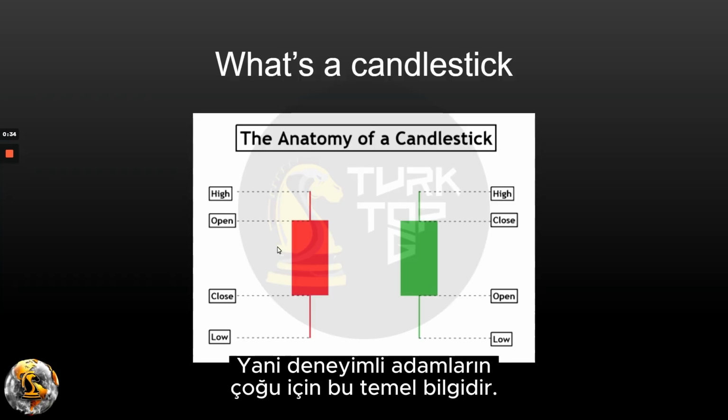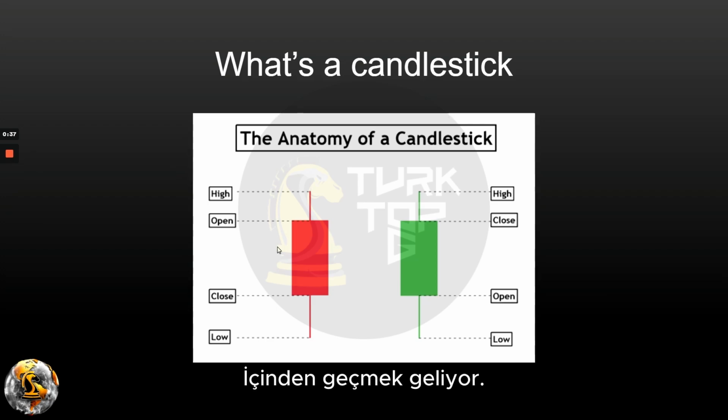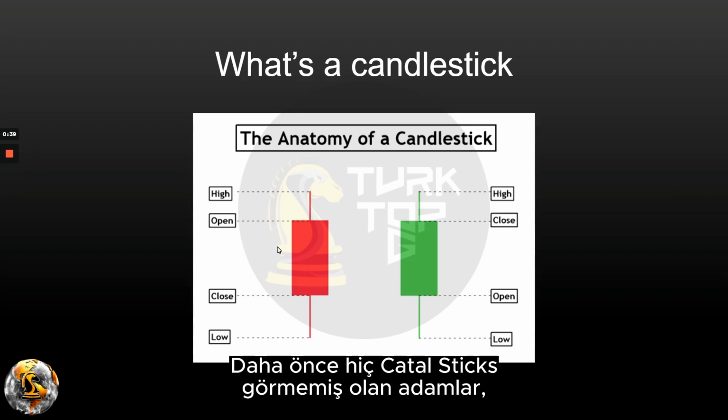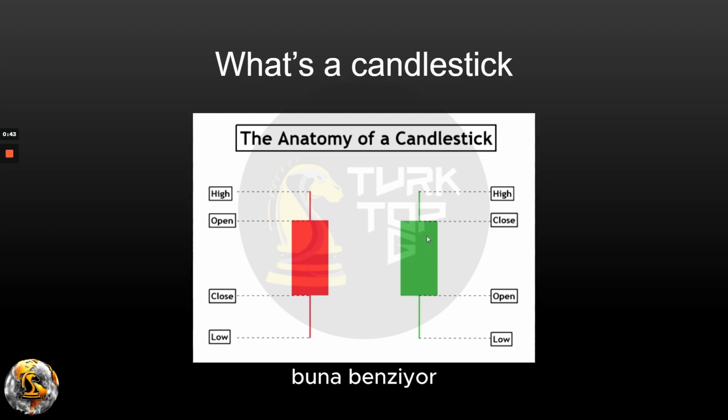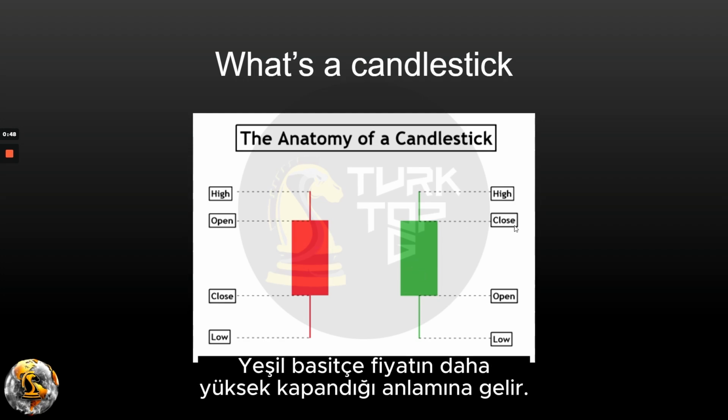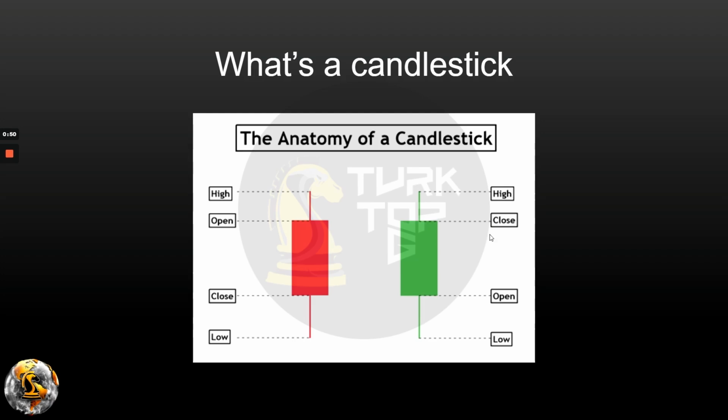For most of the experienced guys, this is basic knowledge. Feel free to skip through it. For the guys who have never seen a candlestick before, it looks like this. They can either be green or red. Green simply means that the price closed higher than where it opened.